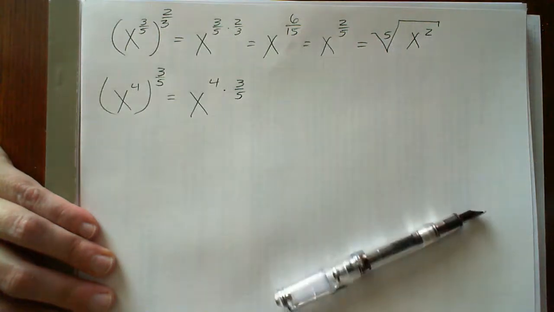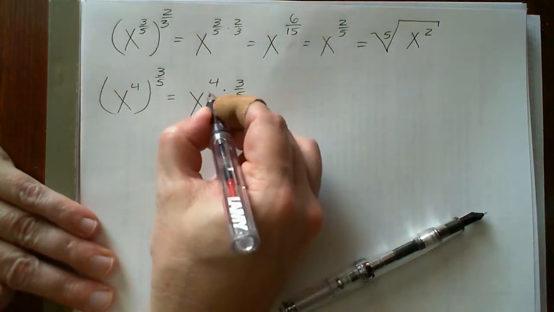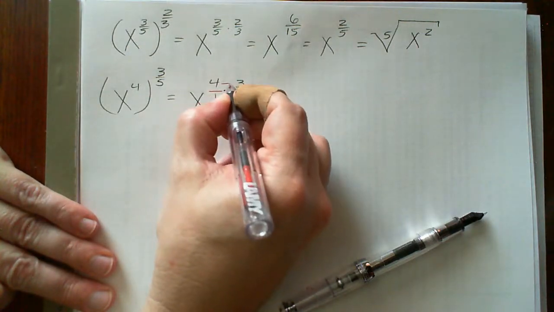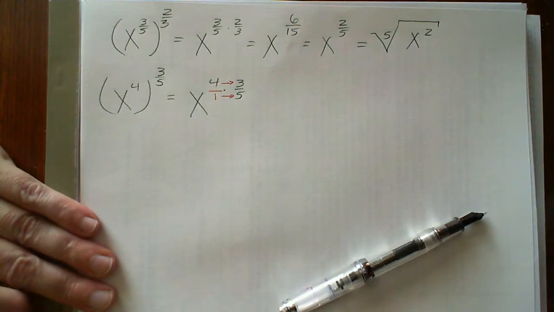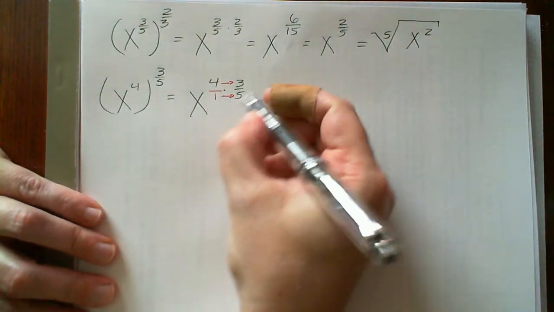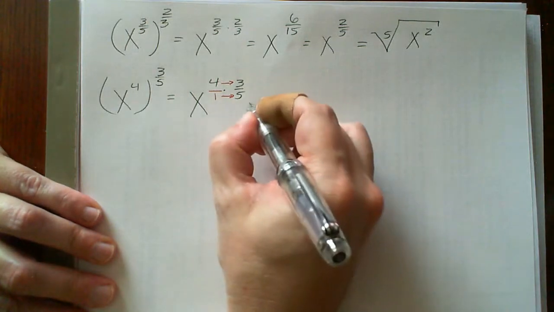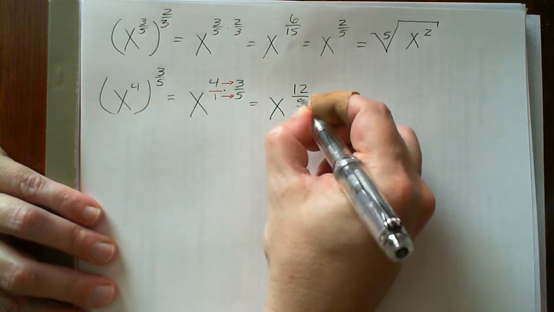A lot of students like to write this 4 as a fraction, because remember, when we're multiplying fractions, we're multiplying straight across. So remember, 4 over 1, not 4 over 0. So you have to multiply straight across on both of those. You have x to the 12/5.